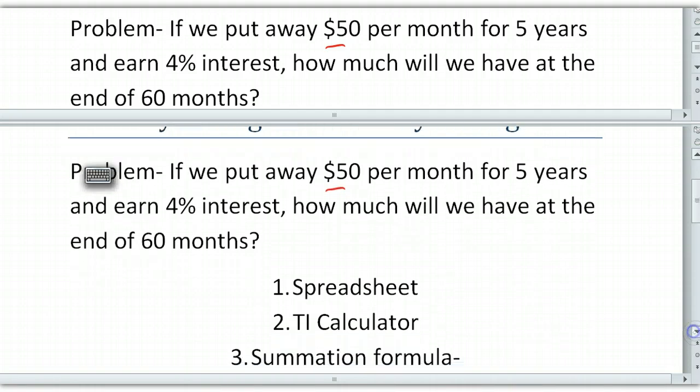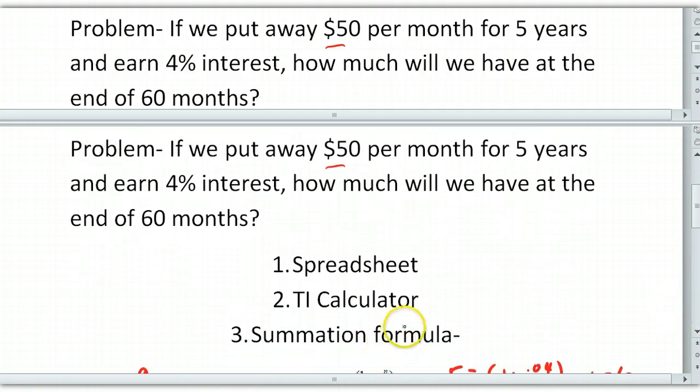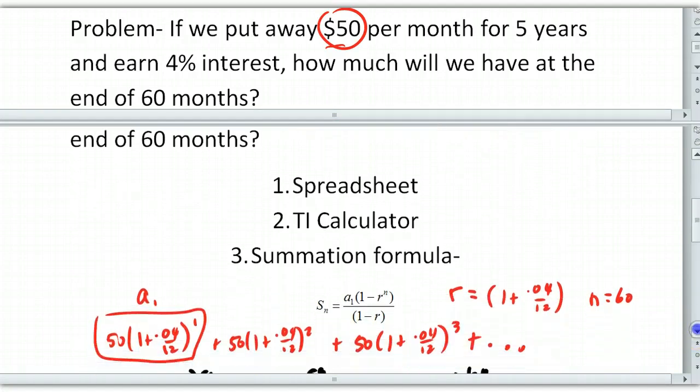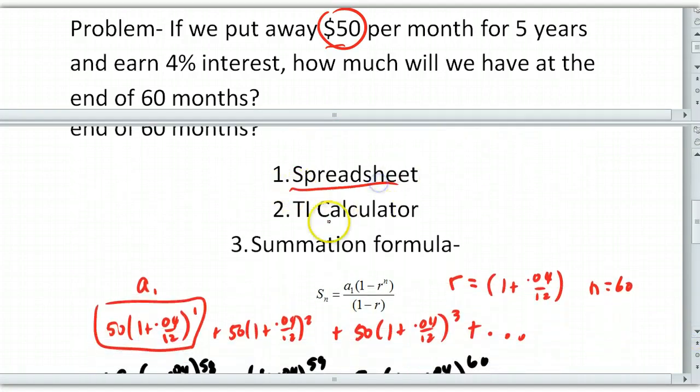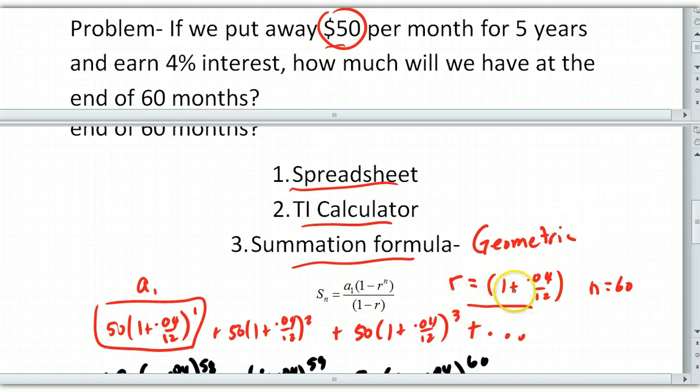With the formula for the summation, though, we can't. Well, I guess you can, because A1 would be just a different term. So you could put in a different initial amount and work it out all 3 ways. Okay? So with this, we've done 3 different ways to look at this: the spreadsheet, the calculator, and then the summation formula, because this is a geometric. Geometric means that I have a common ratio, which we found to be multiplying every time by 1 plus 0.04 divided by 12.